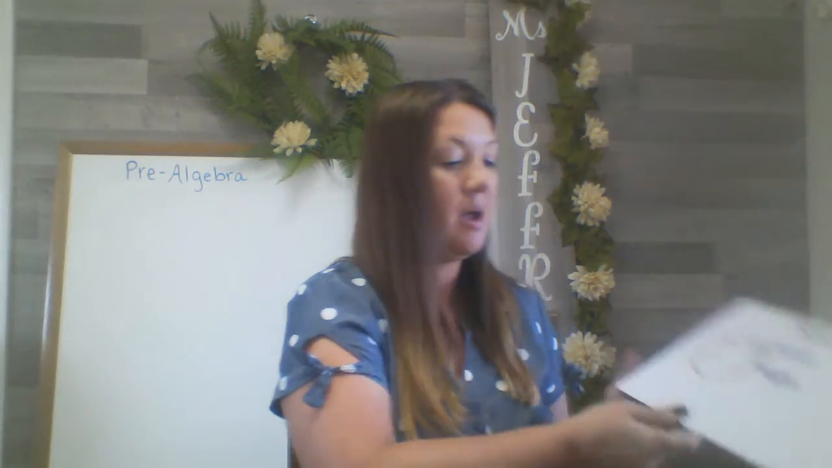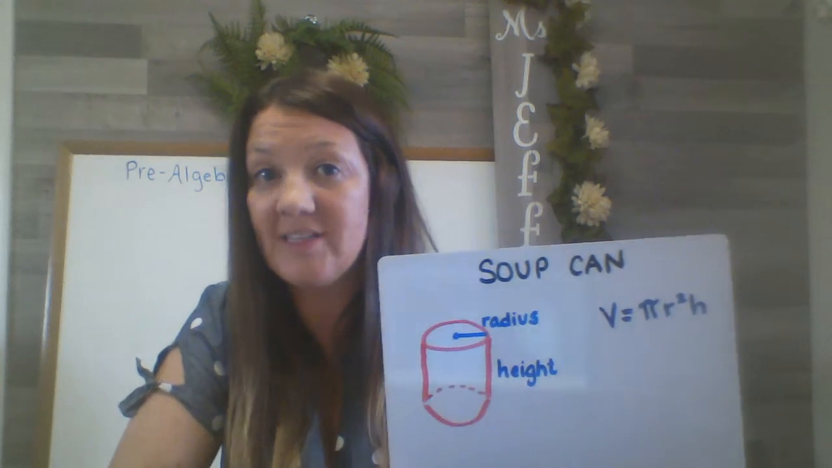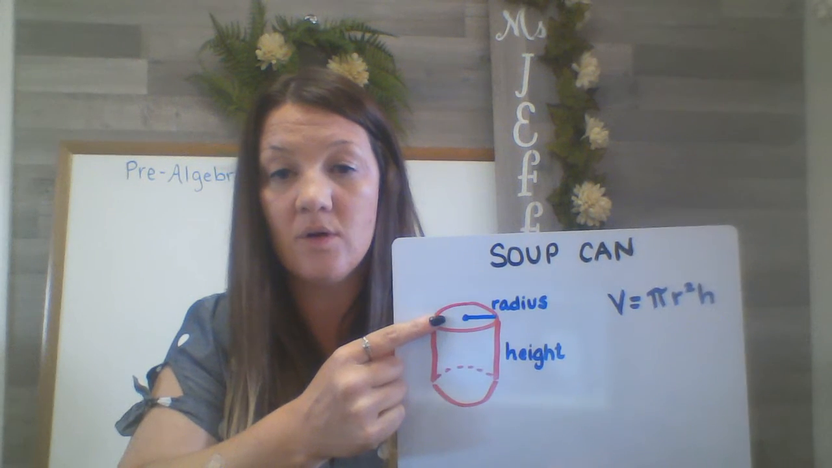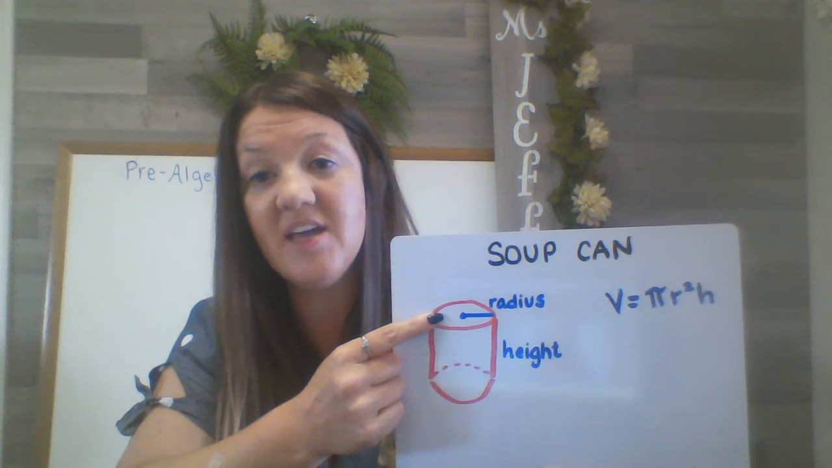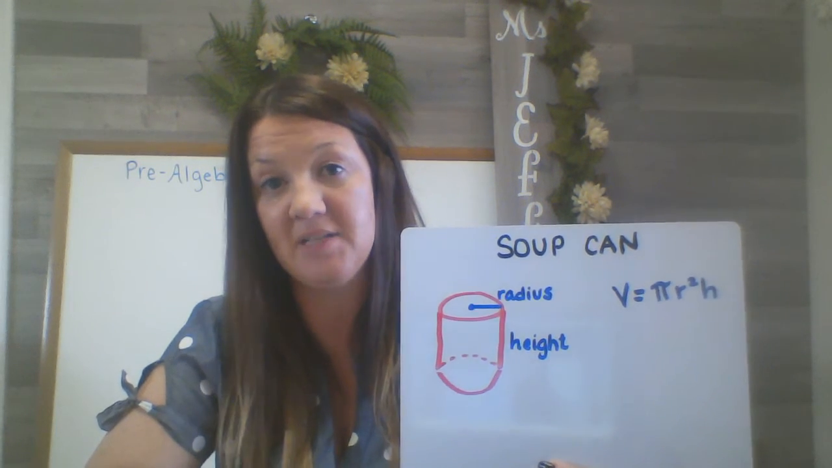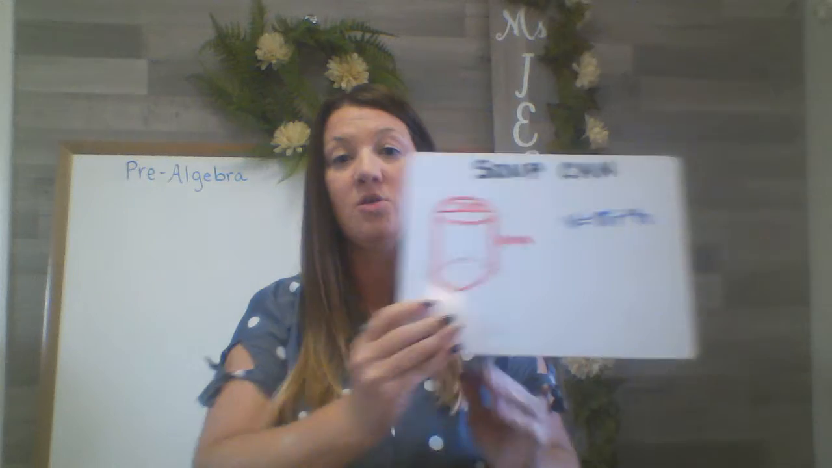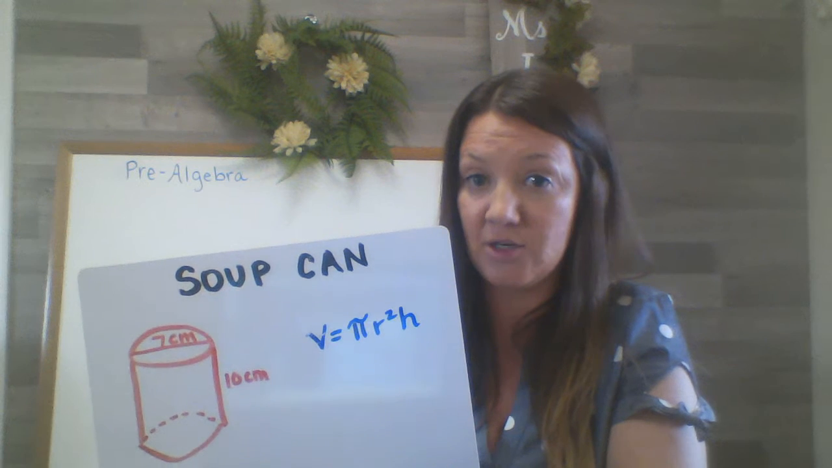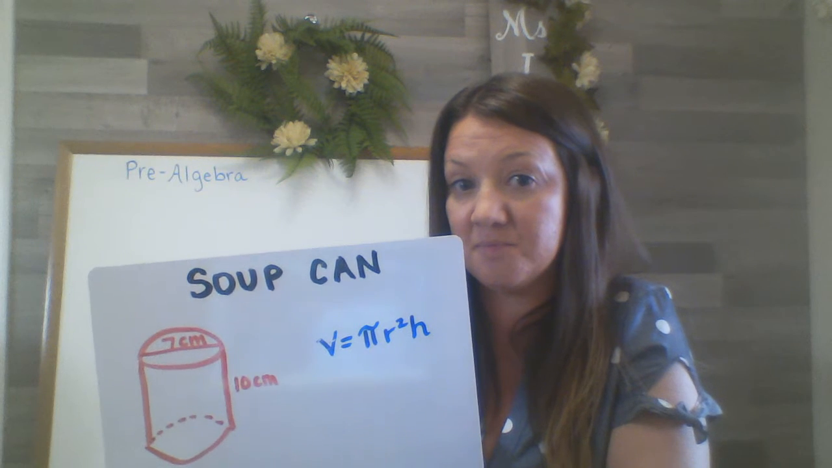All right. So I've already measured that can for you. But I found the diameter. So you're going to have to remember how to find the radius after that. So the radius is from the center to the outside of the circle. And then just to refresh, that new equation for volume is pi r squared times height. Okay, so the diameter of that soup can is 7 centimeters. So we're going to take that 7 centimeters and do what with it?